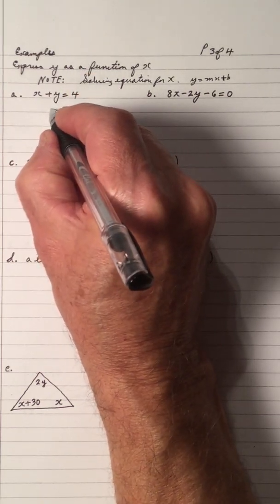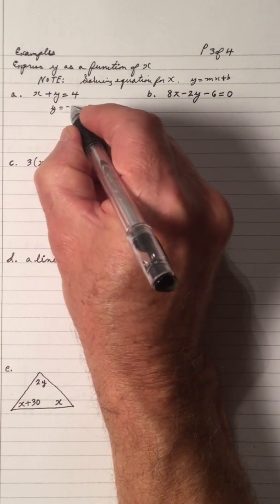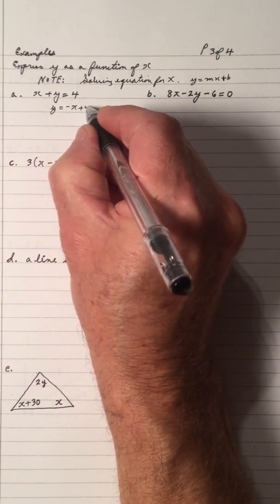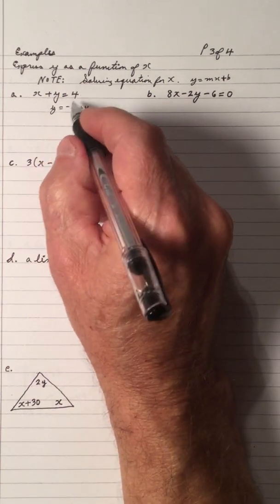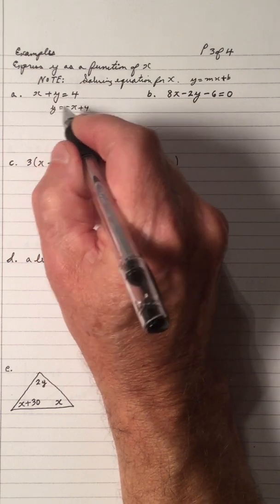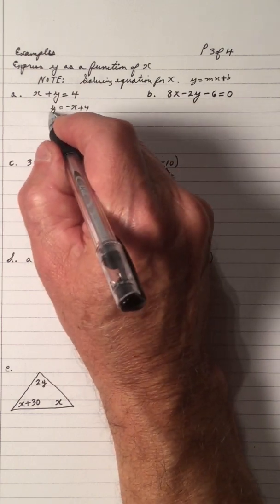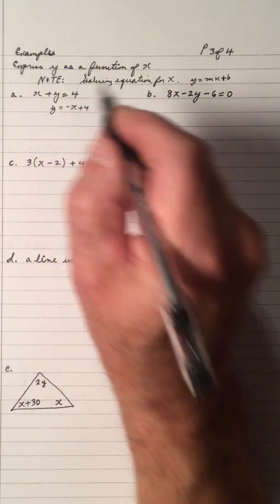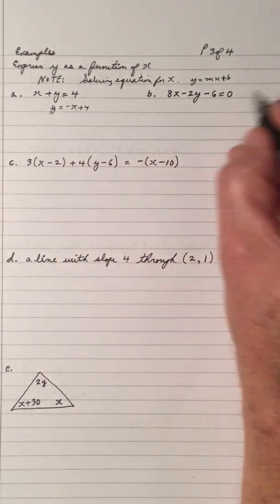Y is a function of x, so y is on the left. The x moves over to become negative, and the positive stays. So there's y equals mx plus b. Y is a function of x. Y is on the left, x is on the right. Y is a function of x here.